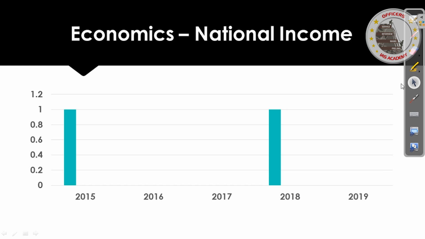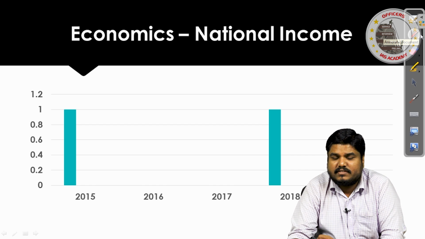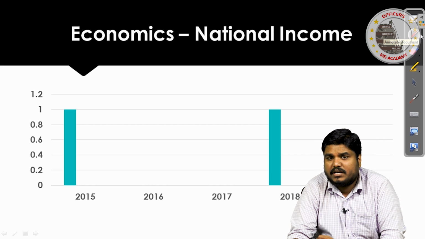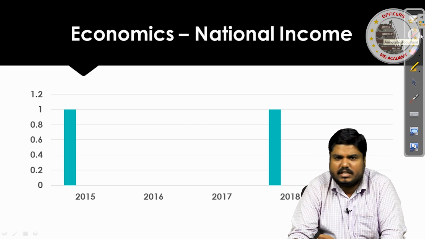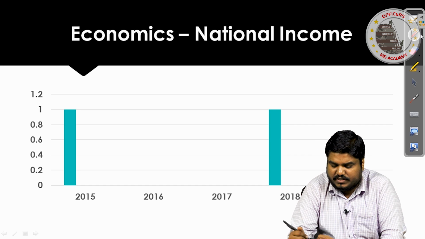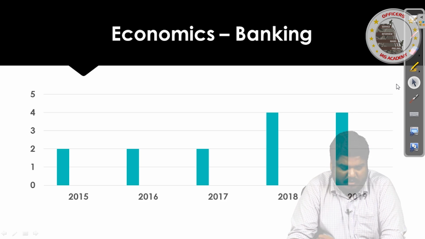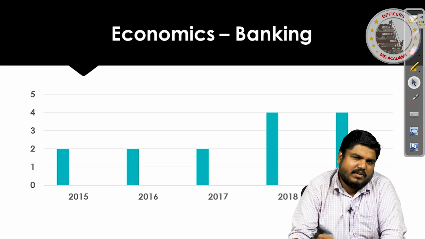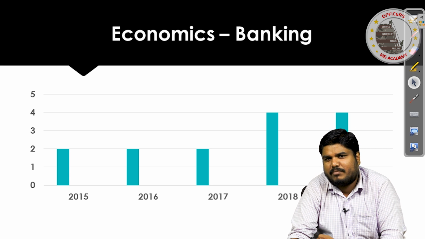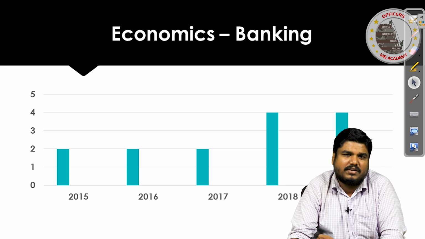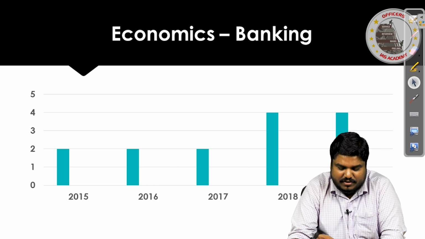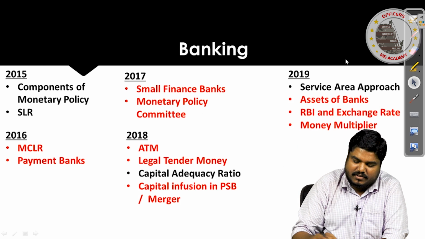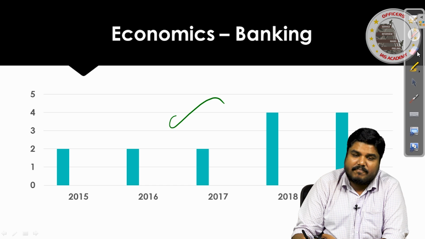With respect to national income, there was no big news about national income. One question was asked in 15 and 18, but now there is an economic slowdown. There are many news articles talking about national income, growth rate, GDP. So, we can expect a question in 2020. With respect to banking, every time there is going to be news on banking about RBI, about NPA, about Monetary Policy Committee, about Basel norms, something or other is going to come in news. So, every year we saw a good number of questions from banking, right.